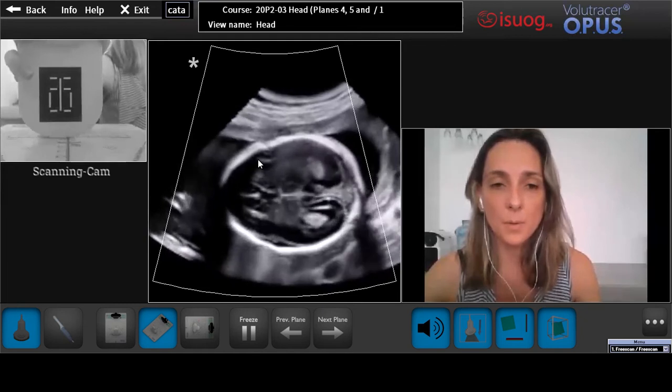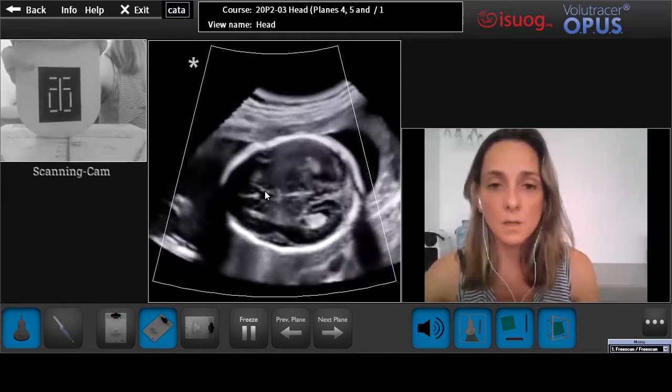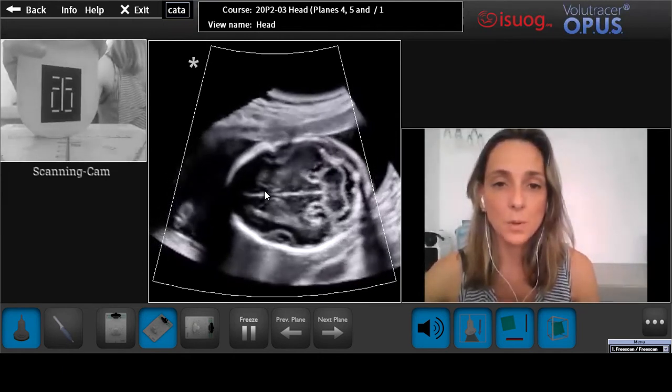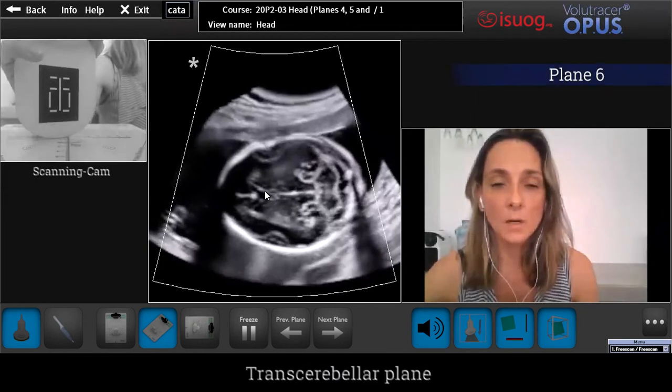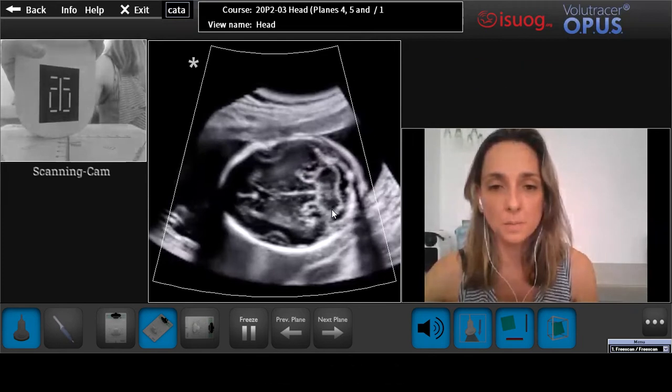We keep our probe as still as possible here to keep the cavum here, and we rotate our probe towards the cerebellum here. And here we can finally get our plane number 6, which is a transcerebellar plane, where we can take the measurement of the cerebellum.